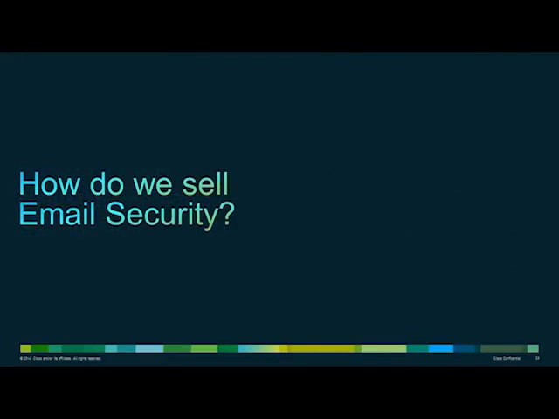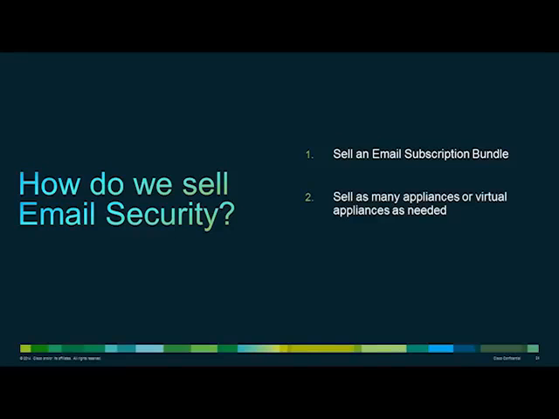For an on-premise email security solution, there are 3 steps. First, sell the email subscription bundle. We'll show you these on the next slide. Secondly, sell either the appliance or virtual appliance, depending on the customer requirements. Thirdly, don't forget to sell SmartNet services to protect the customer's investment.